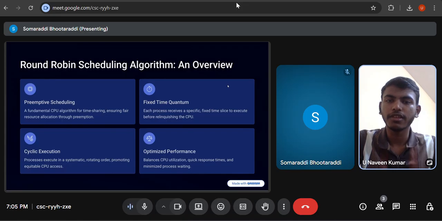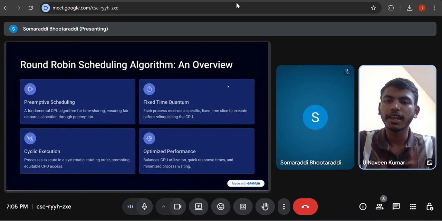And the second one is the fixed time quantum. It means the time quantum is the heart of the algorithm. It must be small enough for responsiveness but big enough to reduce overhead. For example, we use 1 millisecond, 2 milliseconds, and even 100 milliseconds, depending on OS design.